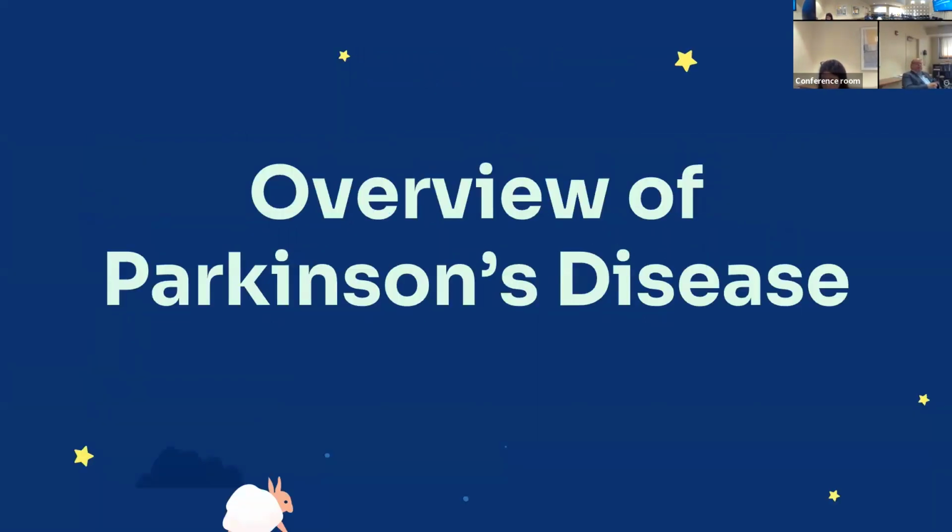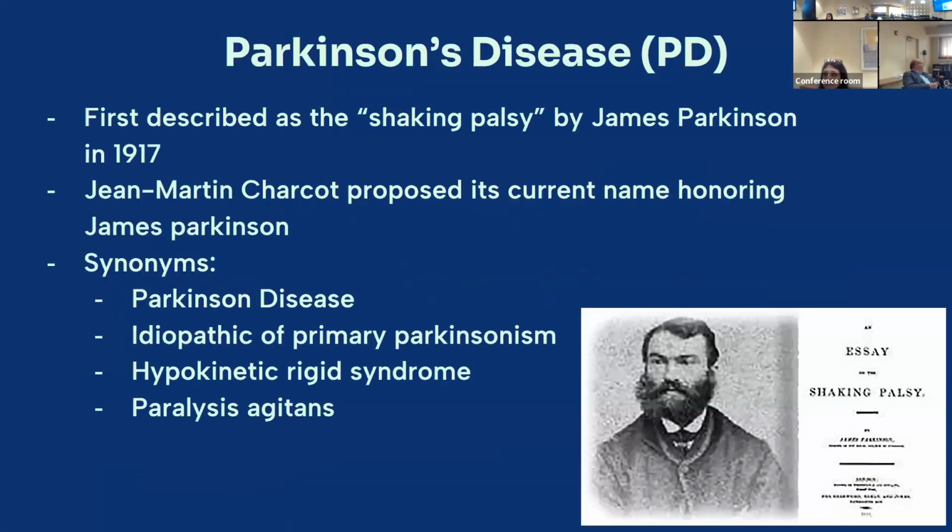So we will start by just doing an overview of Parkinson's disease. First, it was described as the shaking palsy by James Parkinson in 1817. Jean-Martin Charcot proposed its current name honoring him. Other names that they had called it were Parkinson disease, idiopathic or primary Parkinsonism, hypokinetic rigid syndrome, and paralysis agitans.